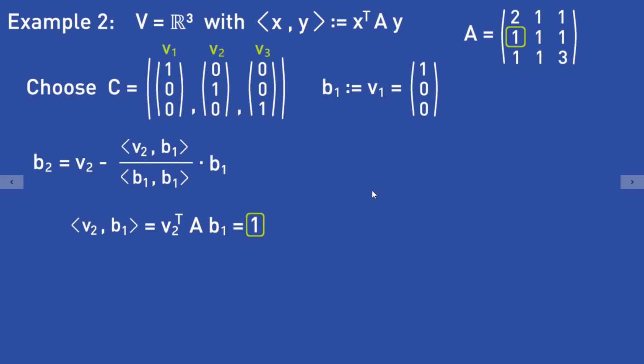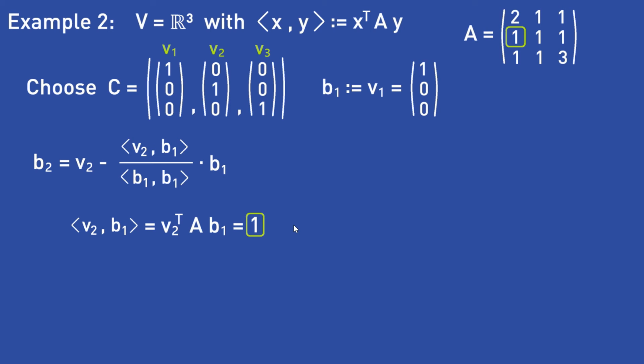So we have to calculate the scalar product of V2 with B1, which is equal to V2 transposed times A times B1. And this is equal to 1, because B1 and V2 are both unit vectors. So B1 is this unit vector and V2 is that unit vector. This here is just that entry of the matrix here, because V2 and B1 are unit vectors.